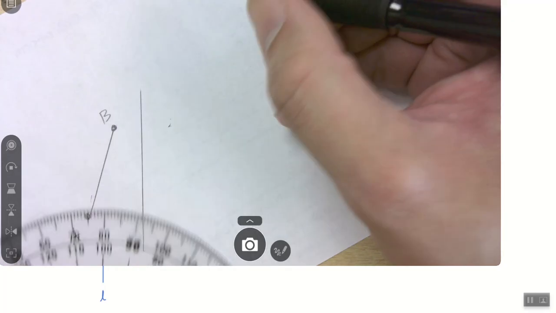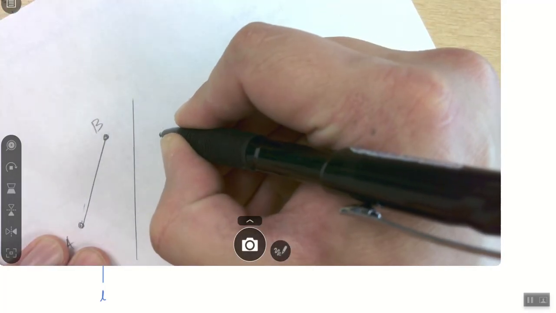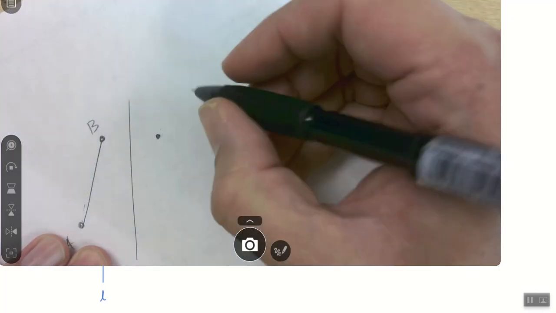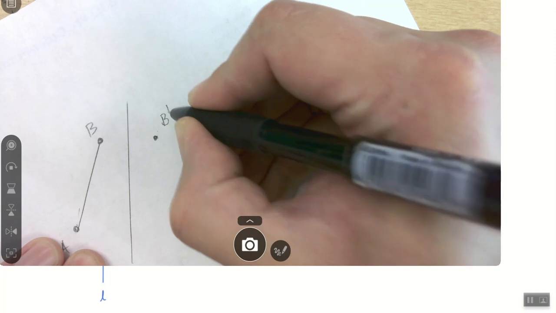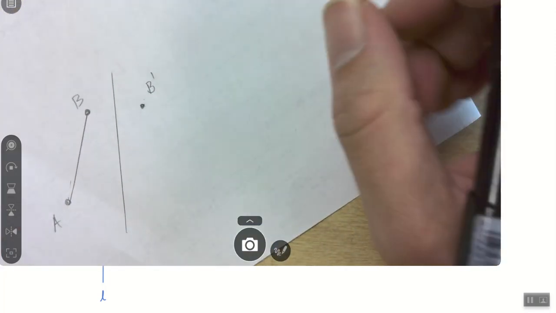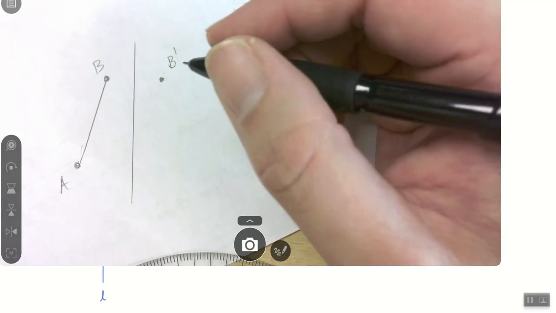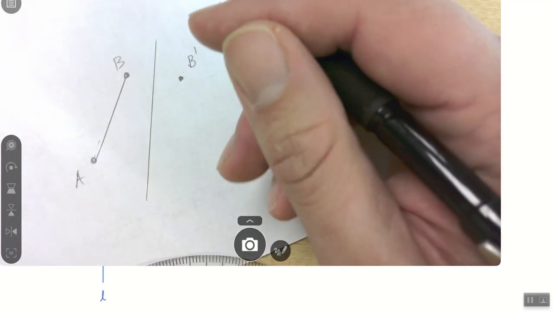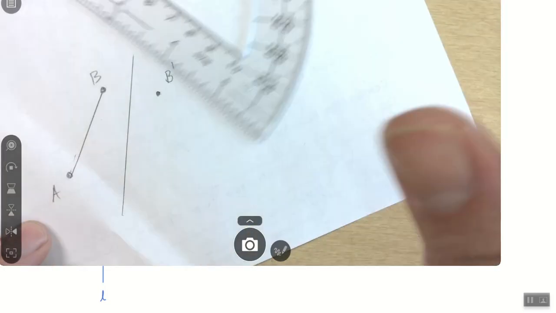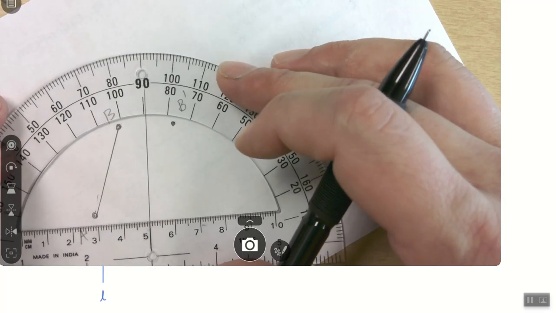So I put that there, and I will label that. What's a good name for this new point? B prime. Don't forget that. I was trying to make a joke telling you to keep being prime, but you're good. Okay. On B, we can do the same thing. Now, or on A rather.